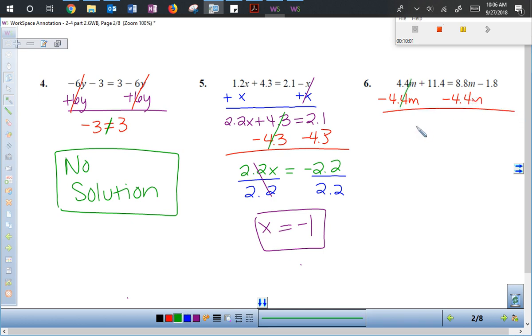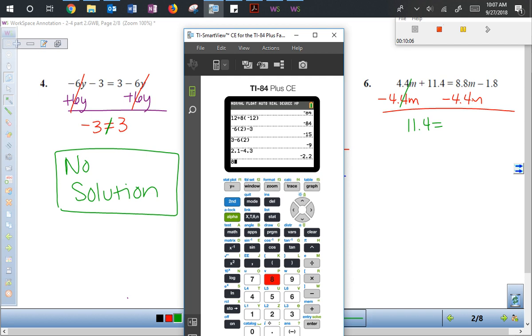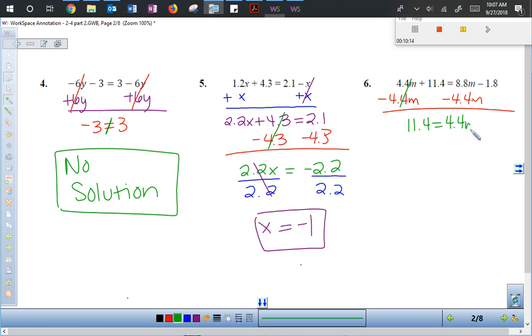And on the left side, it's going to cancel out and leave me with 11.4. On the right side, 8.8 minus 4.4. If you need to, you can do that in your calculator. It should give you 4.4 back as a result. Minus 1.8. Now I want to move my constants all the way to the other side.